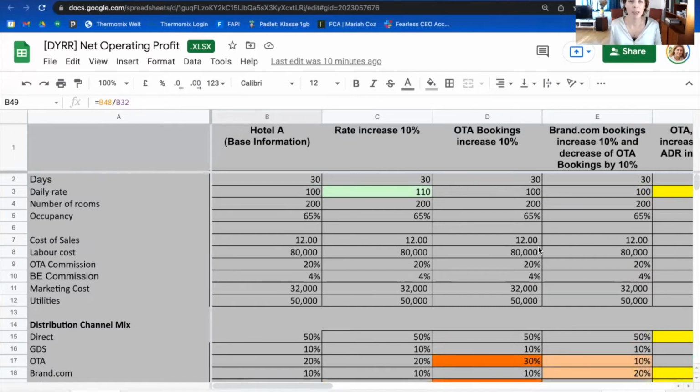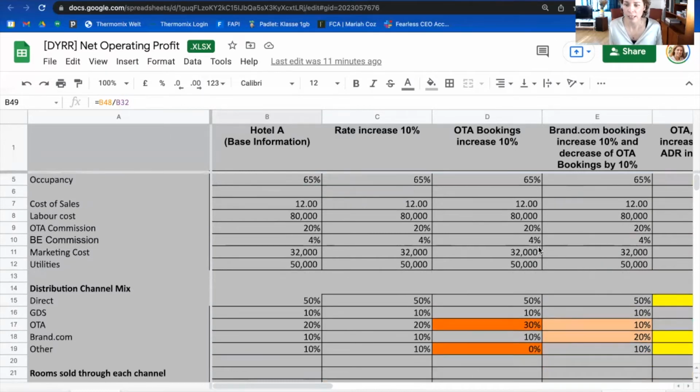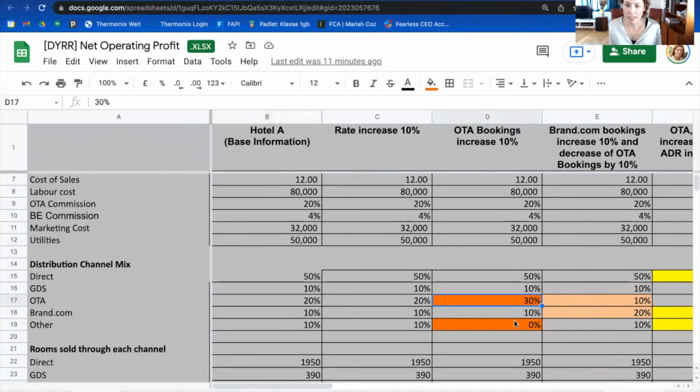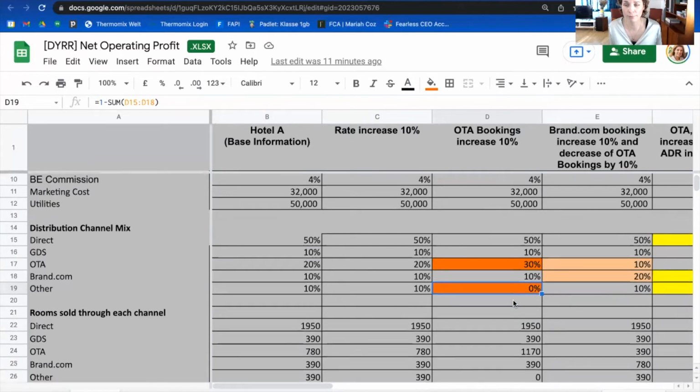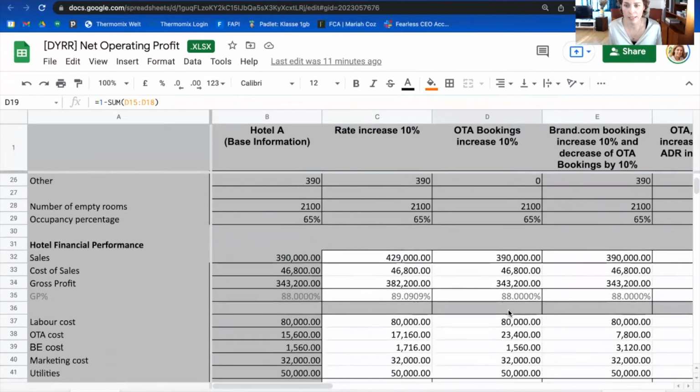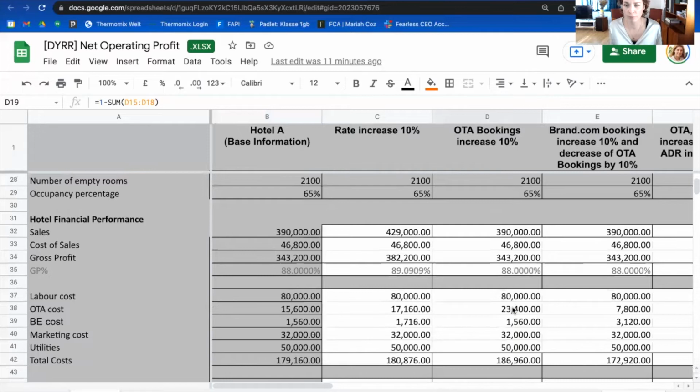Scenario number two, we are going to increase the OTA bookings. So you say, okay, I'm going to open more distribution channels to be visible. And I'm going to keep the price. Occupancy is going to be the same. I have just highlighted the distribution channel mix so I can better calculate my commission. What has happened is that my commission here has increased. You see my scenario here, OTA cost and OTA cost here.